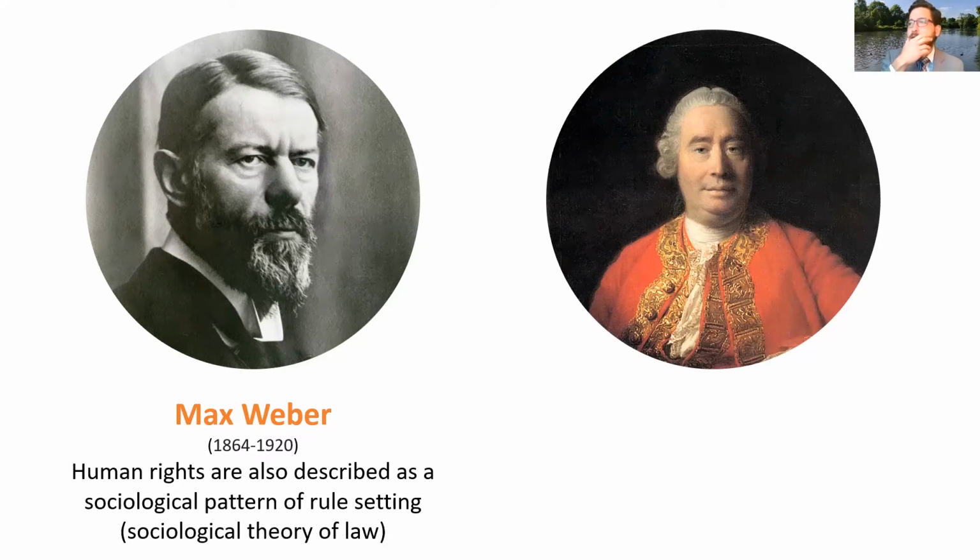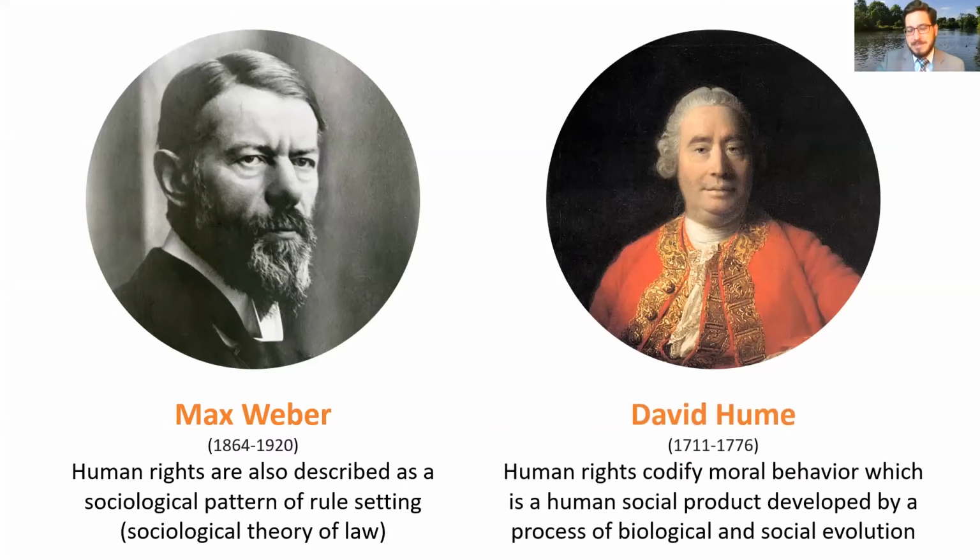So I can see that 95% of people used to follow that rule. And there is a set of rules that, well, it's a pattern, obviously. And I don't know if any of you recognize who is the guy on your right. This is David Hume. He said more or less the same, but with something added. Human rights codified, this is the addition. Codified moral behavior. It's not just a behavior, but a behavior codified, which is a human social product developed by a process of biological and social evolution.